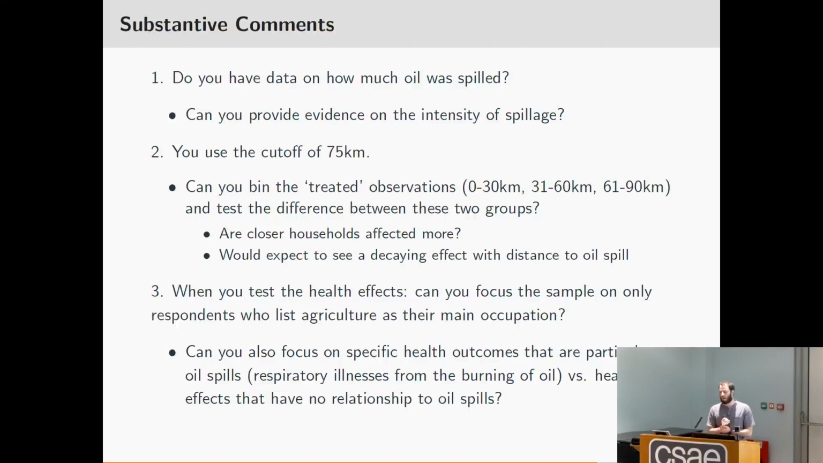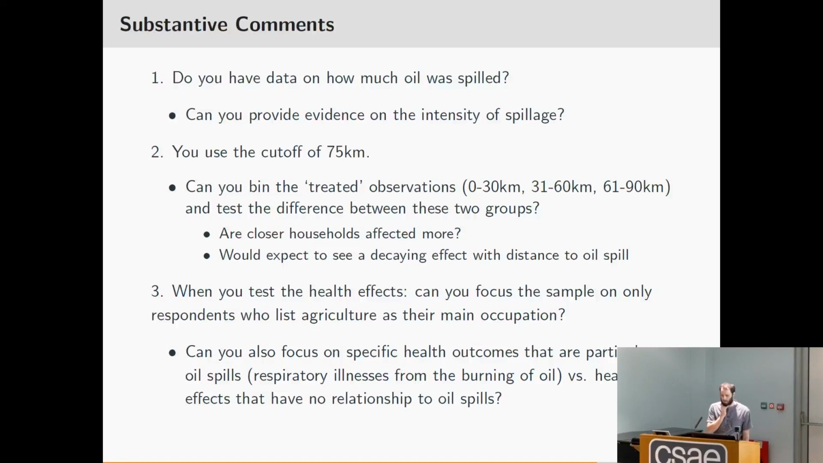Okay, you use this cutoff of 75 kilometers. At the end, you hinted at power issues of using closer measures, but what you could do is bin the treated observations at 0 to 30, 31 to 60, and then 61 to 90, and see a gradient of an effect on food security, like how oil is affecting, right? We would expect the closer ones to be more affected than the further away ones. So, are closer households more affected? You kind of get at this if you're within the 75 kilometers, and we would expect a decaying effect across these different bins.